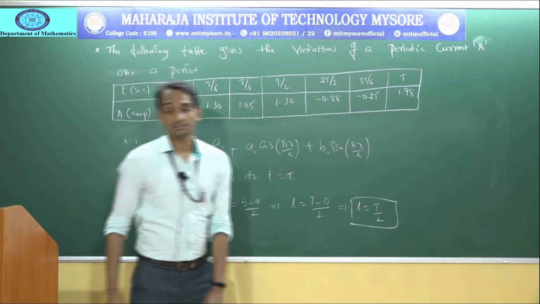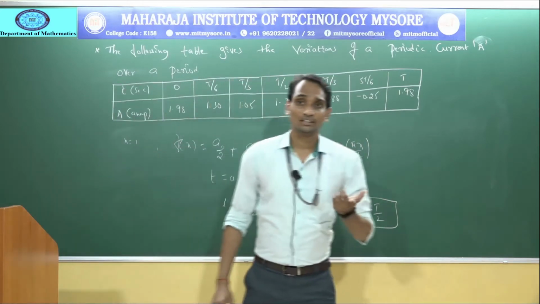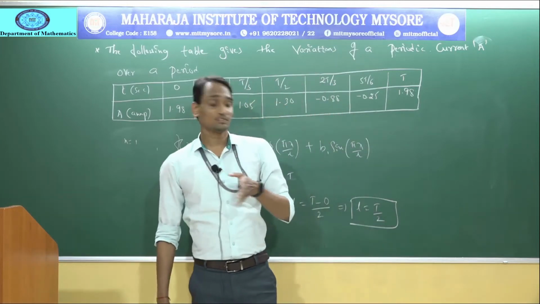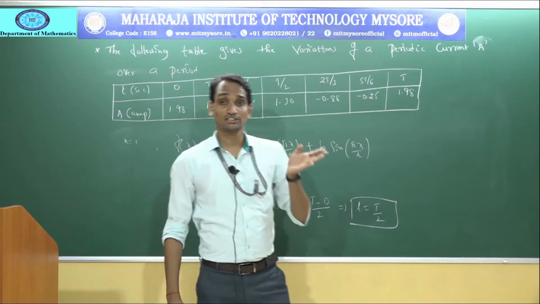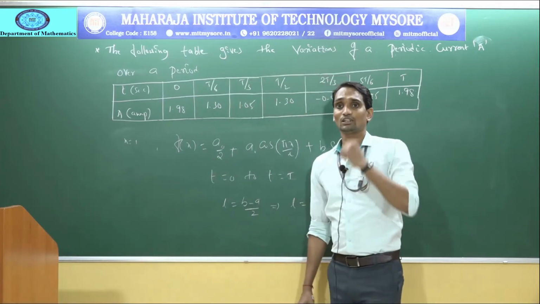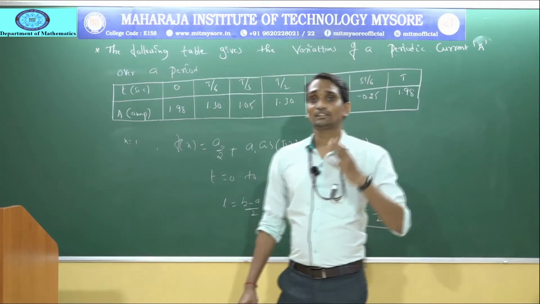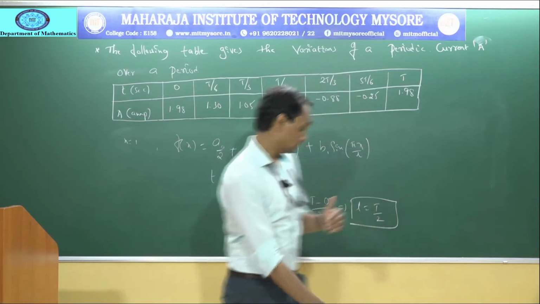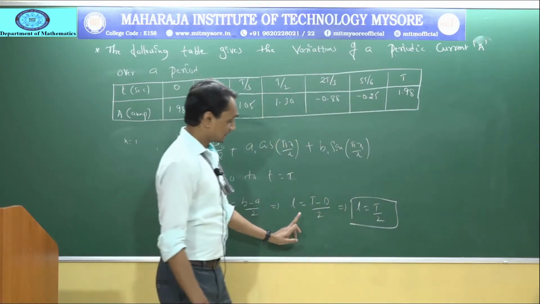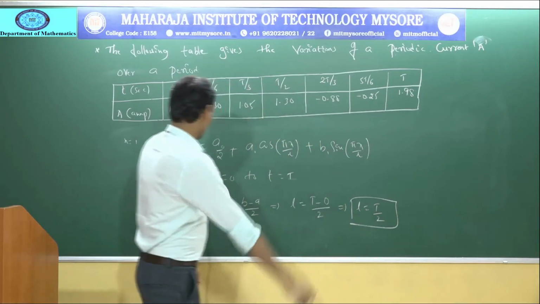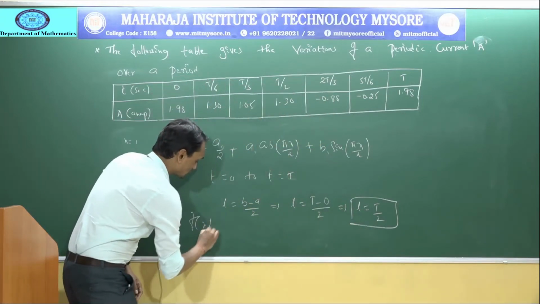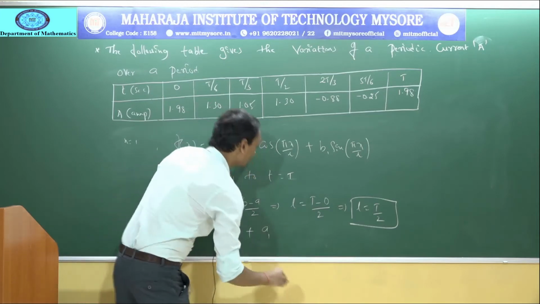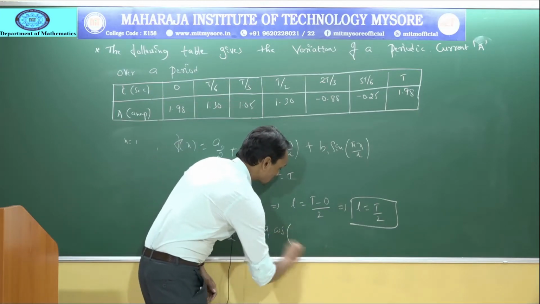In an arbitrary function, the first thing is calculating the L value. It may be Fourier series, half range series or practical harmonics. In all three cases, if the given question is an arbitrary function, first calculate the L value, then calculate the remaining values which are required. Now we go on calculating the values. I calculated the L value, that is L equal to T by 2. So f of x equal to a0 by 2 plus a1 into cos pi x by L.